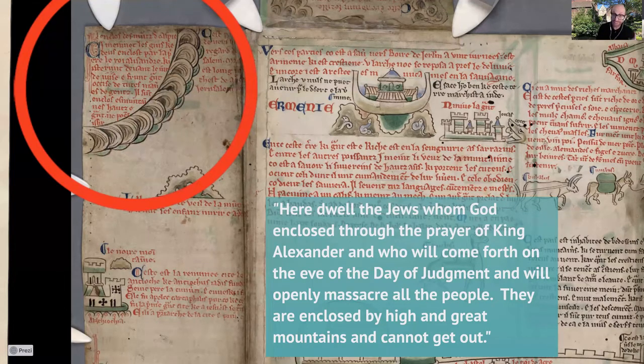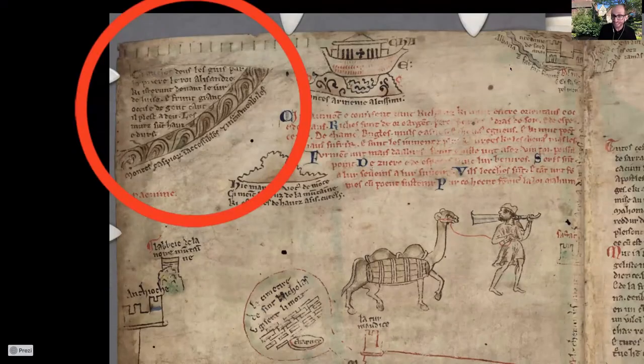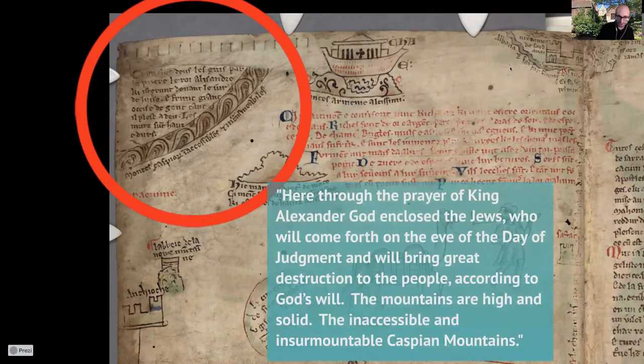The image and text in another of his maps is quite similar. Again, the text tells us, here through the prayer of King Alexander, God enclosed the Jews who will come forth on the eve of the day of judgment and will bring great destruction to the people according to God's will. It further emphasizes that the mountains are high and solid, the inaccessible and insurmountable Caspian Mountains. Similarly, Matthew tells us in the text of the previous map that the Jewish hordes of Gog and Magog are enclosed by high and great mountains and cannot get out, and further that they are far away toward the northeast.